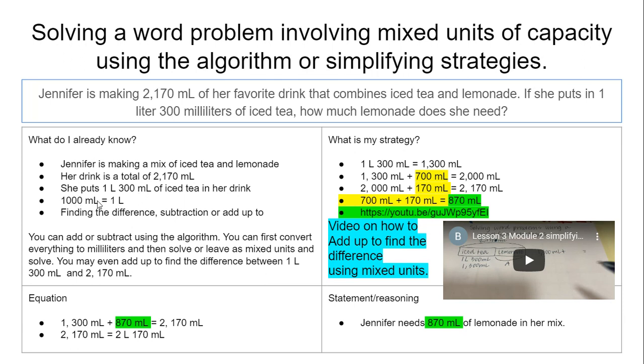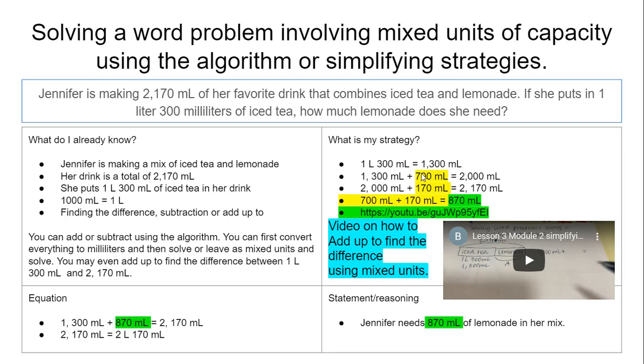And we know that 1,000 milliliters is equal to 1 liter. I'm going to find the difference. So I could subtract or I could add up after I've converted all to milliliters. So that's what I'm going to choose to do on this one. Instead of using the subtraction strategy, I'm going to use my adding up to my total. So the first thing I'm going to do is convert what her iced tea equals. So 1 liter, 300 milliliters is equal to 1,300 milliliters.